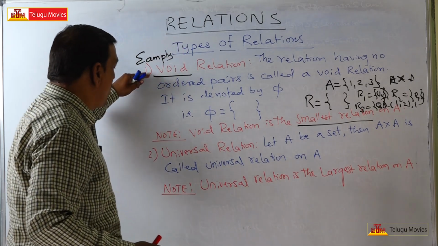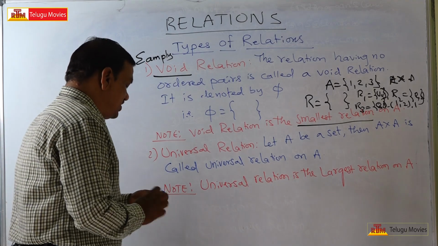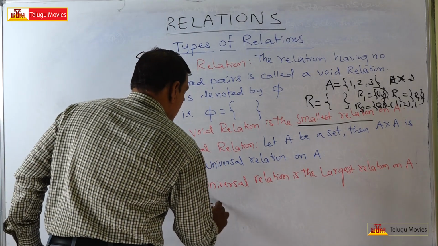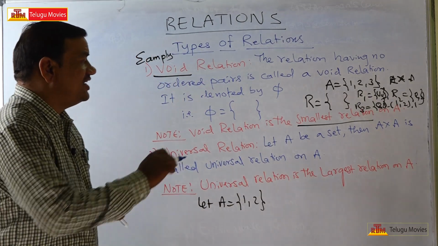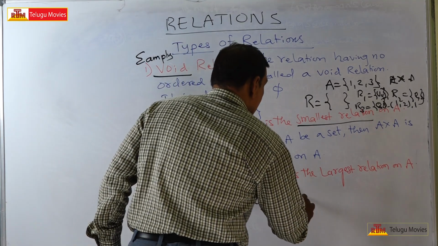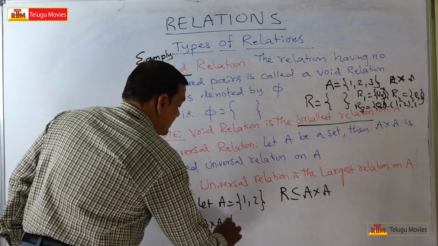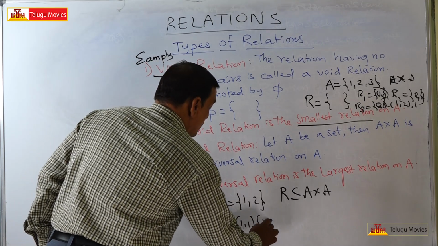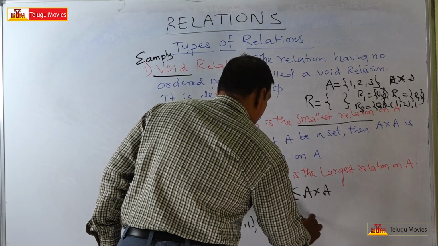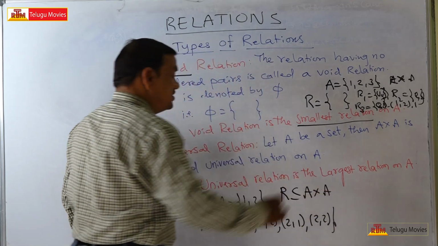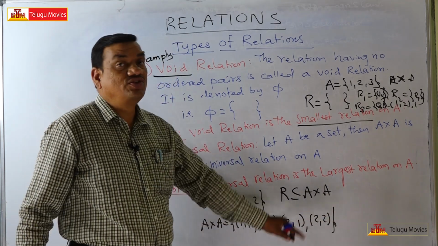On the whole, I will explain the void relation and universal relation by taking one example. Let A be equal to {1, 2}. Now what is a relation in A? R is a subset of A cross A. What is A cross A? It is (1,1), (1,2), (2,1), (2,2). This is the largest relation.